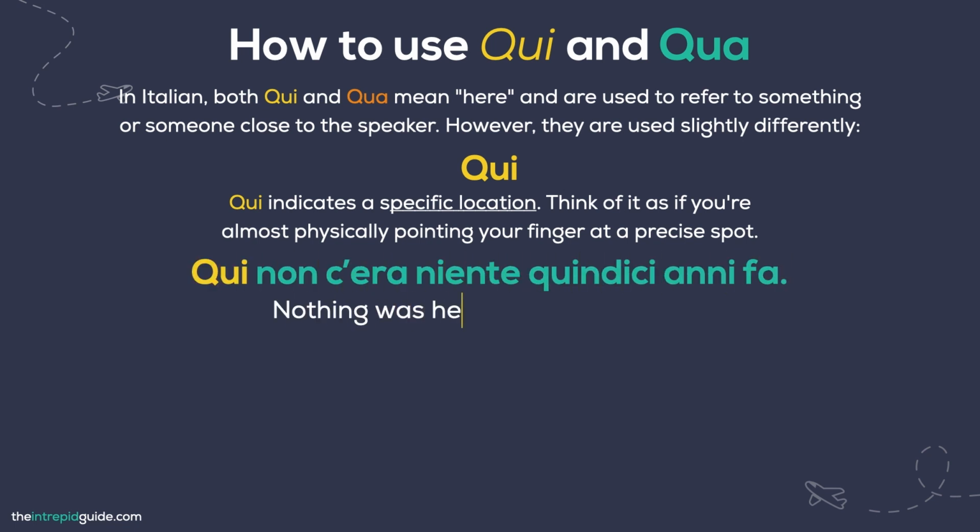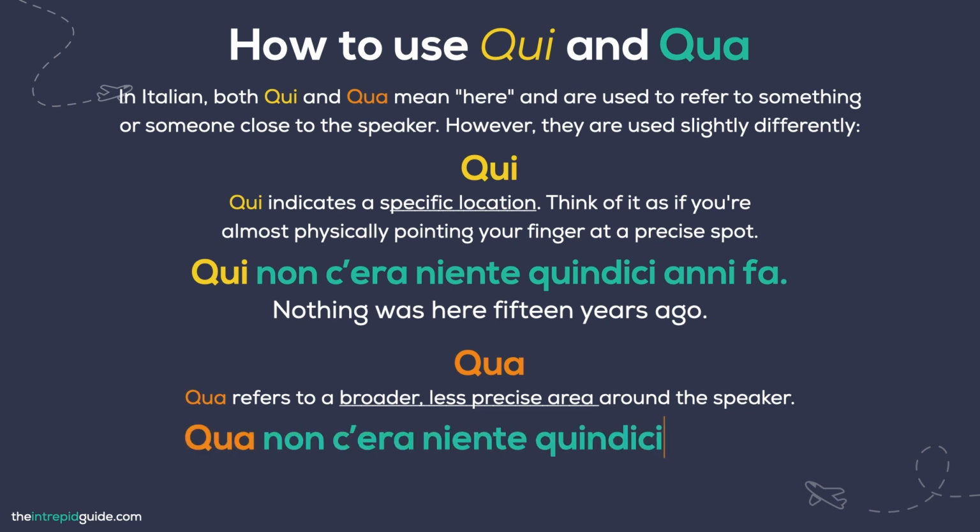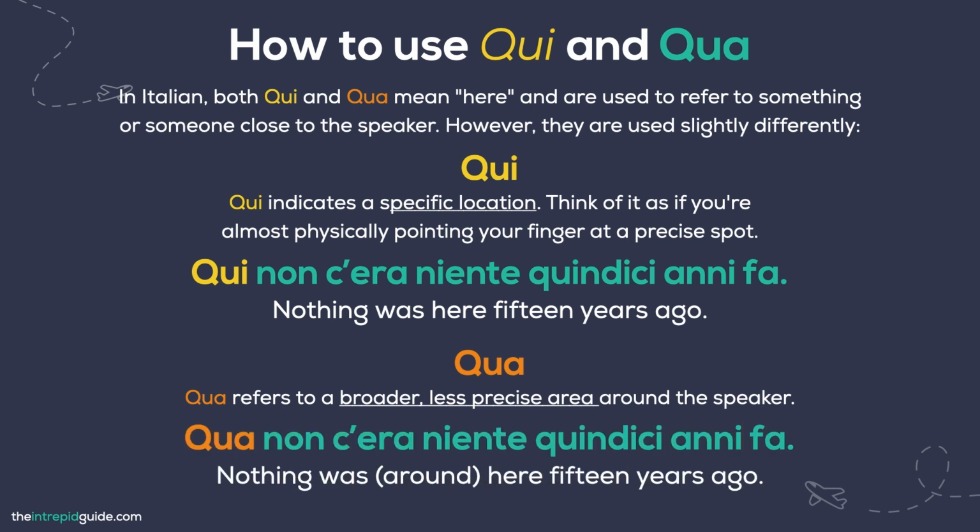Qui non c'era niente 15 anni fa. Nothing was here 15 years ago. In this sentence, qui points to a specific location. Qua, on the other hand, refers to a broader, less precise area around the speaker. Qua non c'era niente 15 anni fa. Nothing was here 15 years ago. Here, qua refers to a wider generic area.